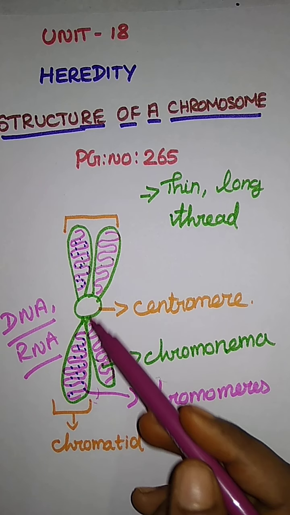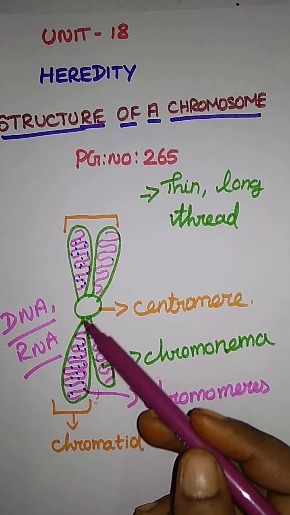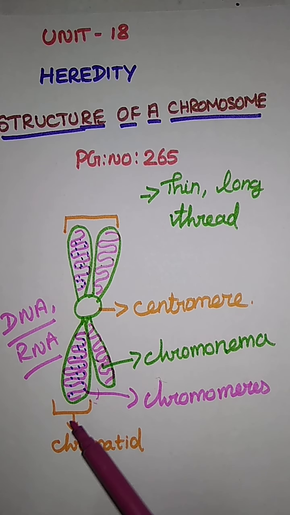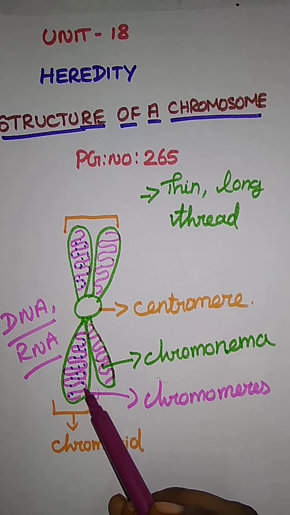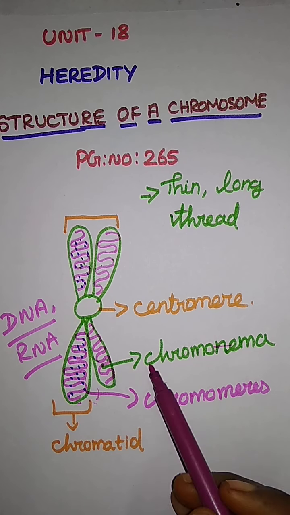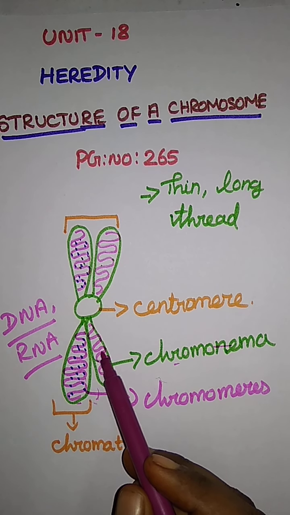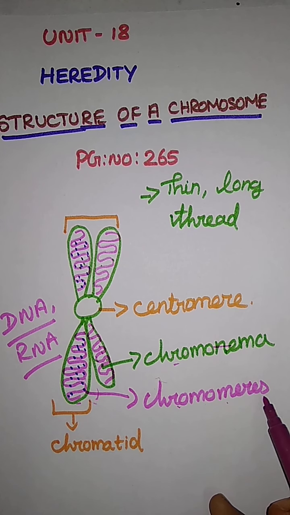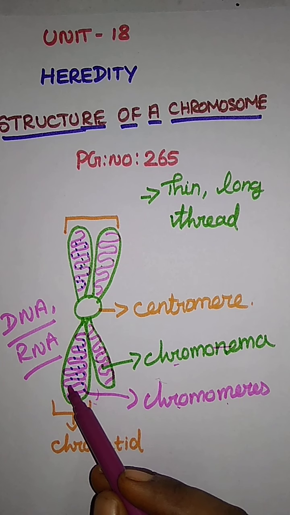Each chromatid is attached at the center, and the center part is named the centromere. And a chromatid is made up of a spirally coiled, thin thread-like structure. The name is chromonema. What is the name for that? A thread-like structure's name is chromonema. Here the chromonema has bead-like structures. The name is chromomeres. What is the name for that? Chromomeres. And what is the name of the bead?